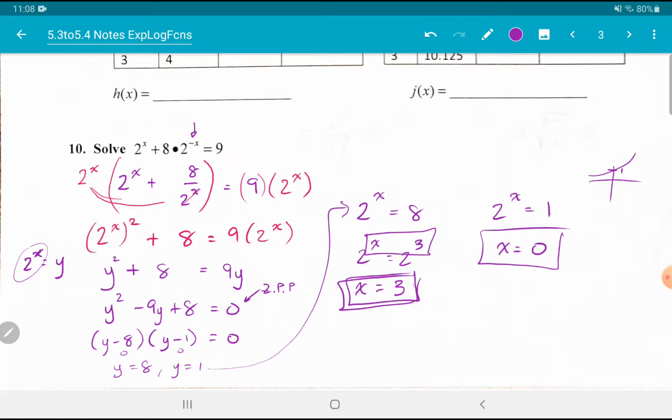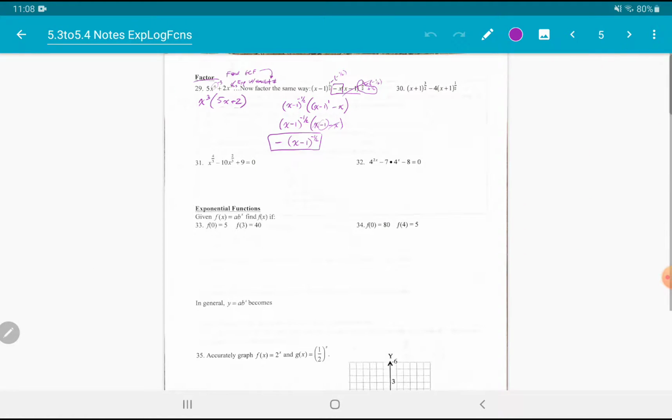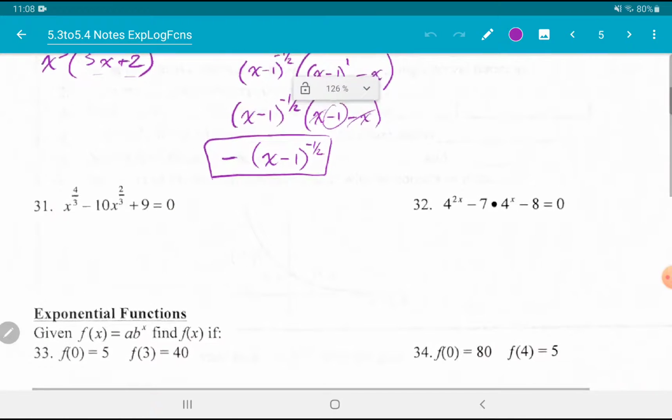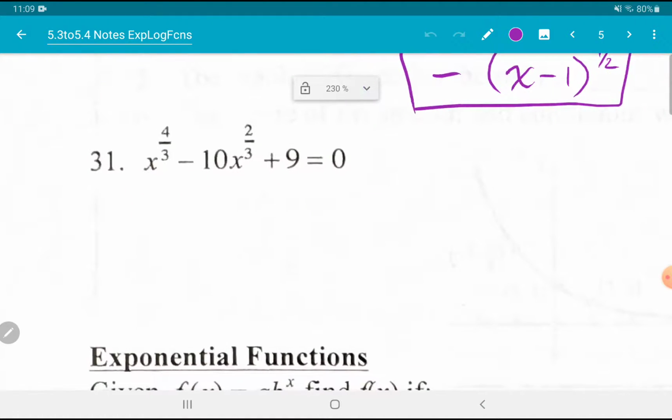All right, let's backtrack, or let's go forward actually. We're going to go forward 2 more pages where we left off at number 31. Now, the reason why I wanted to do that problem, number 10, before number 31, is because they're actually kind of similar. You can see, oh, it kind of resembles a quadratic. We've got 3 terms there. The question is, how can you actually make it a quadratic? How can you make that a quadratic?